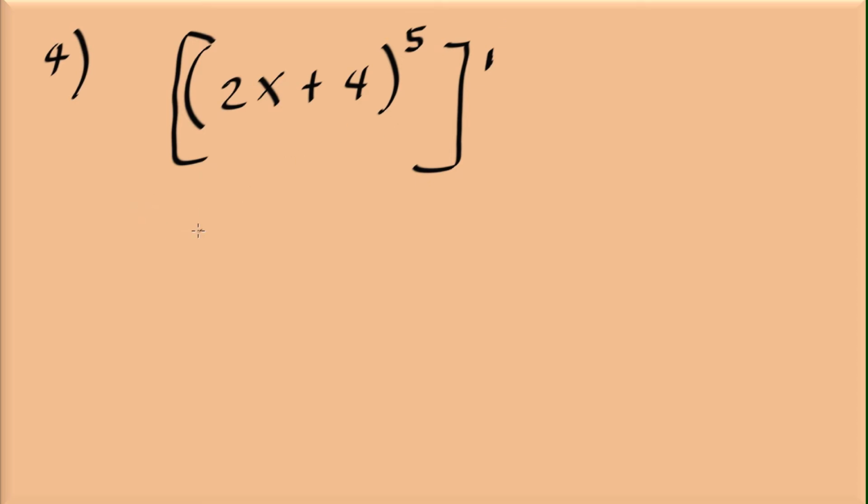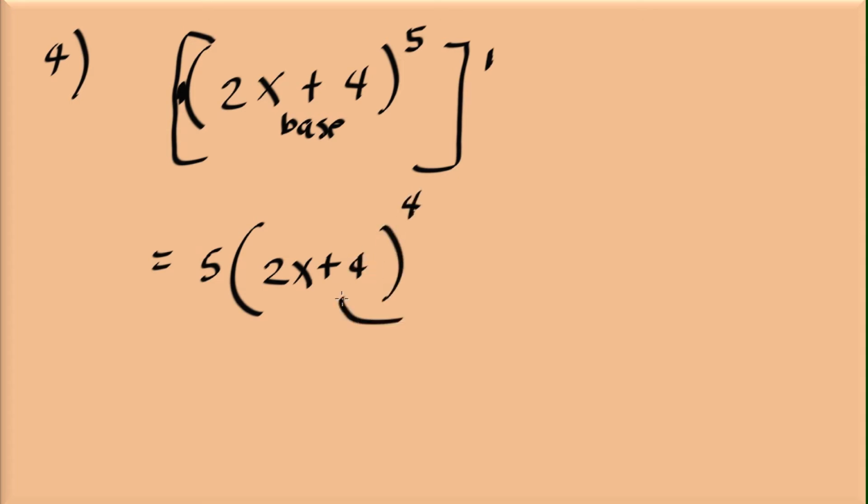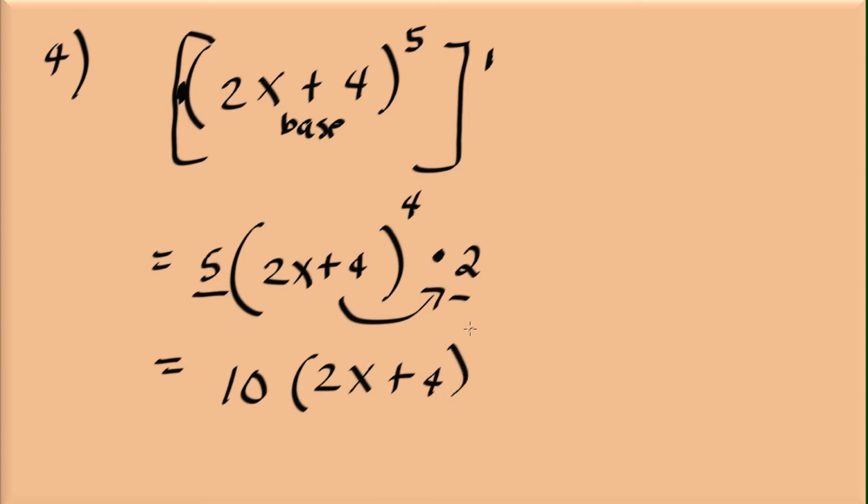So the derivative is simply what? Multiply the outside number 5 times that 1, which is 5, and then copy this base here, 2x plus 4, now raised to the 4th, okay? And then multiply this by the derivative of this thing here, which is 2. All right, and that's it. It's 10. Multiply 5 and 2, which is 10, and then 2x plus 4 raised to the 4th power.